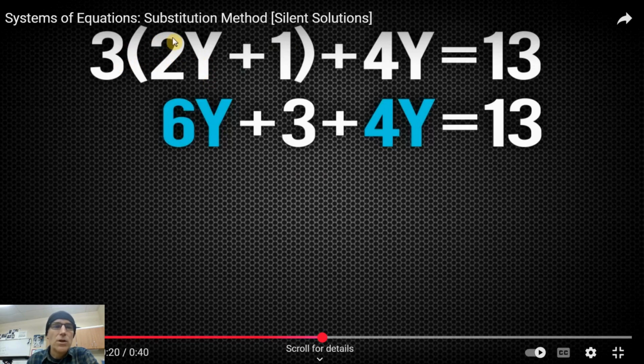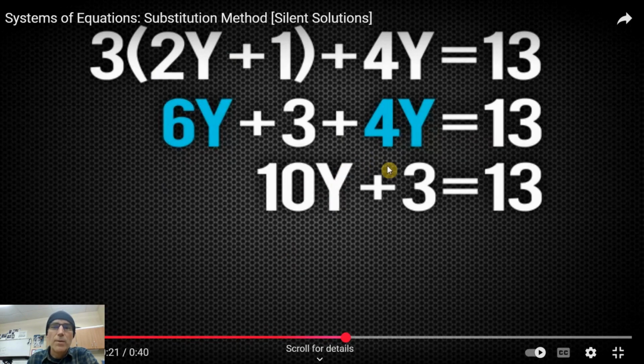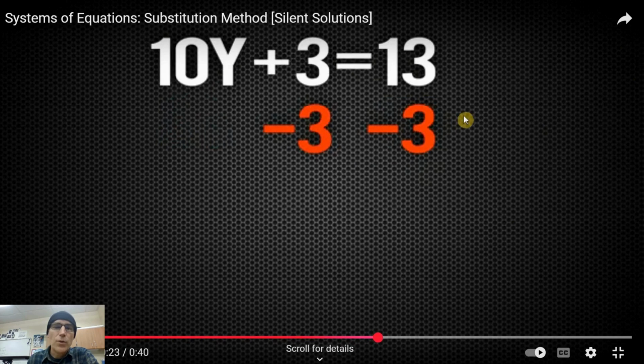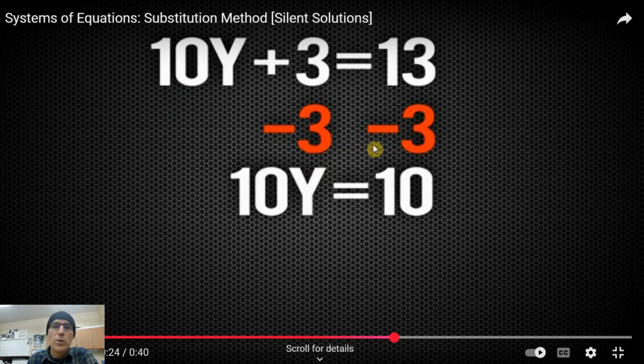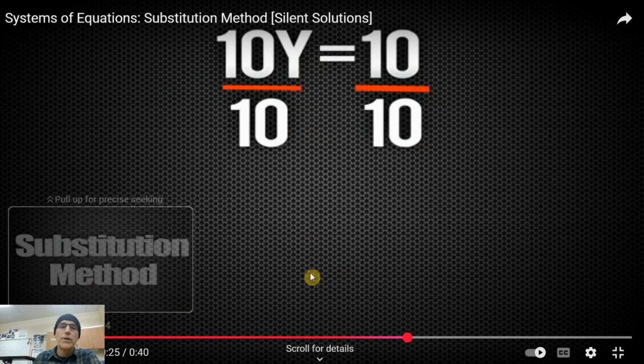Now he's distributing the 3 through, and he's getting 6y plus 3. He's got these highlighted in blue because he's going to add the like terms together and get 10y. So now he's got 10y plus 3. And then he's got to move the 3 to the other side by subtracting 3 from both sides. And then he's going to divide by 10. He's going to get y equals 1, right?